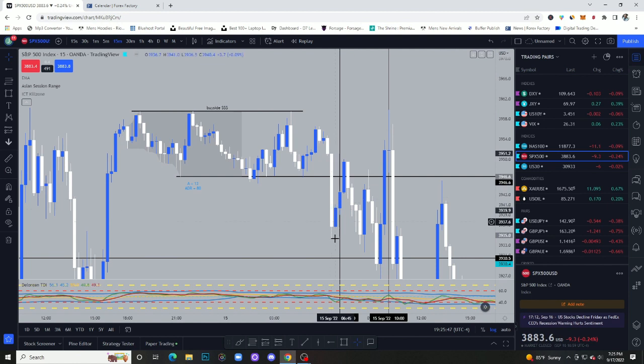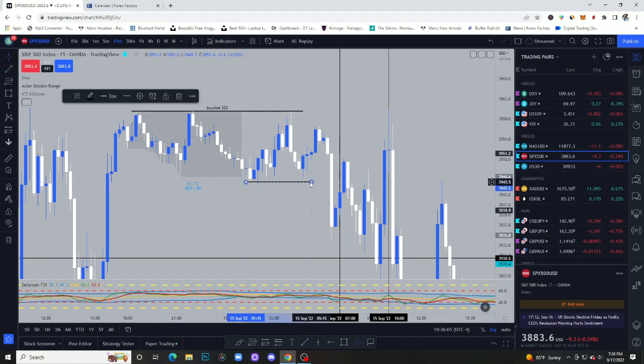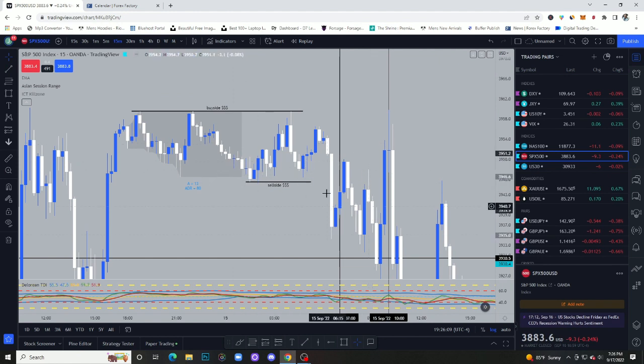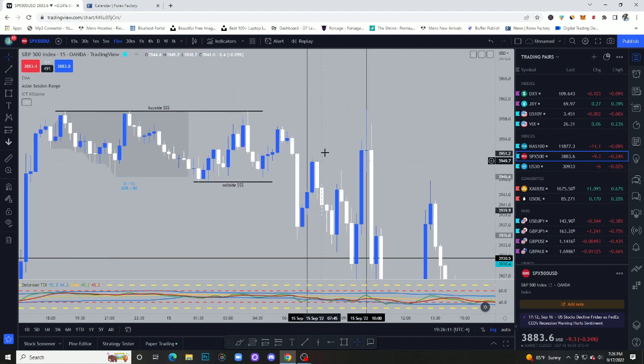And as you can see, it headed lower and completely took out the new sell side liquidity that's right here, or the new lows. Not new Asian session lows, but the new day's lows right here. So we can put sell side liquidity right here. Came and took that out.